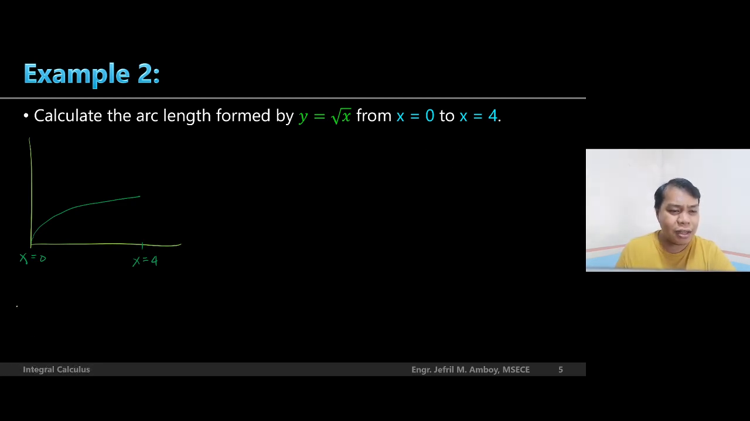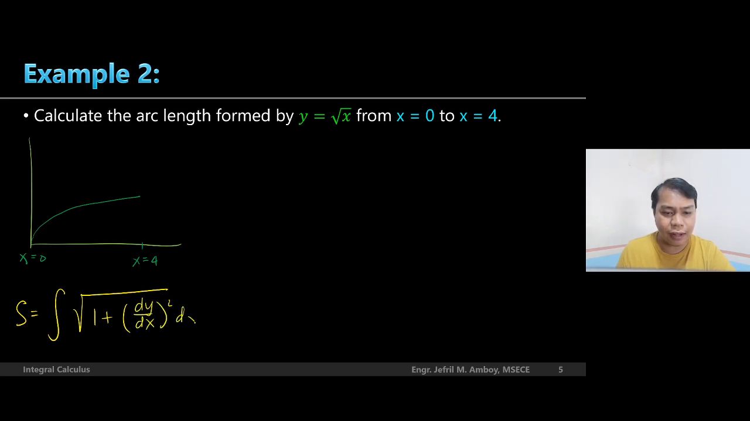Ano nga yung formula ng arc length na s? That's the integral of the square root of 1 plus dy over dx squared and then dx from x1 to x2. Okay? So, let us solve for dy over dx or y prime. Now, this square root of x is x to the 1/2. The derivative of x to the 1/2 is 1/2 x to the negative 1/2.